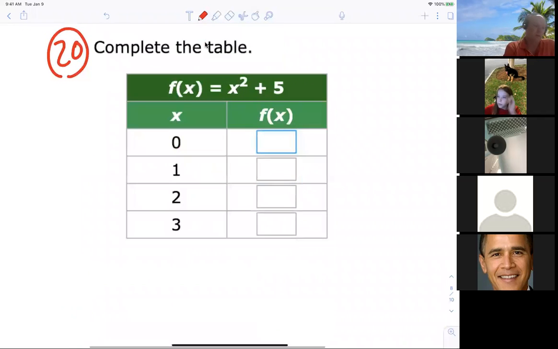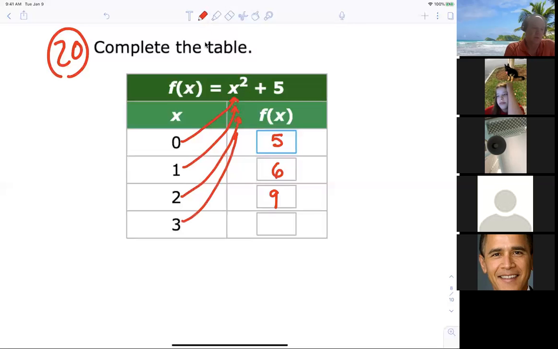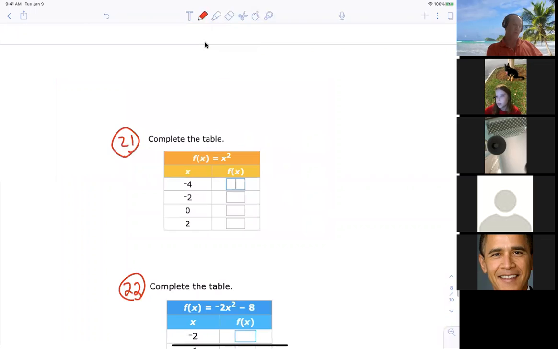Okay. Now, what's 0 squared? 0, plus 5, 5. 1 squared, 1, plus 5, 6. 2 squared, 4, plus 5, 9. 3 squared, 9, plus 5, 14. Told you, it's simple. This is just helping you understand notation.